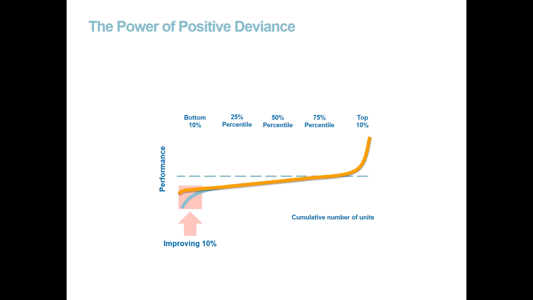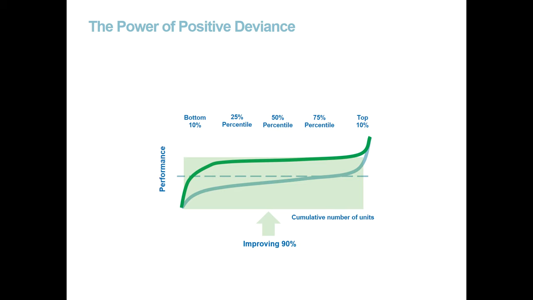We look at what the top 10% are doing differently, and we make this the standard operating procedure for everybody else. So we're not improving the top 10%, we're improving the remaining 90%. So we're lifting the performance of everybody and making them a little bit closer to the deviants by taking the successful deviant practices that are shown to lead to performance and making that standard operating practice for everybody else.